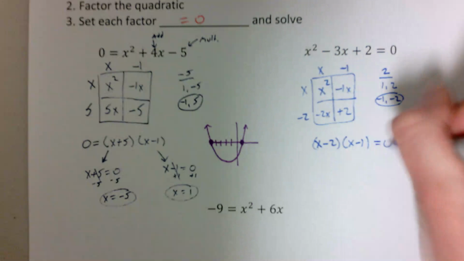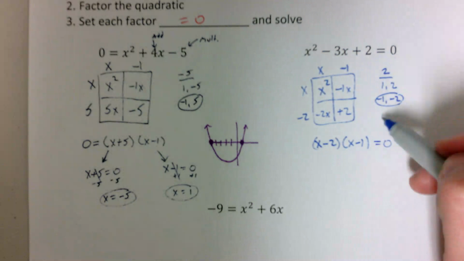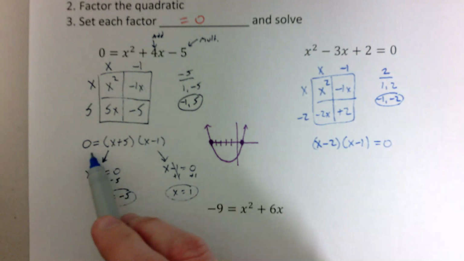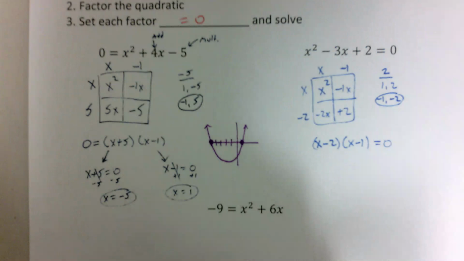And I'm going to put this equals 0 at the end because it was at the end for this one, but it doesn't matter. You could have put it at the beginning like on this one. It doesn't make a difference. All right, so we got it factored.